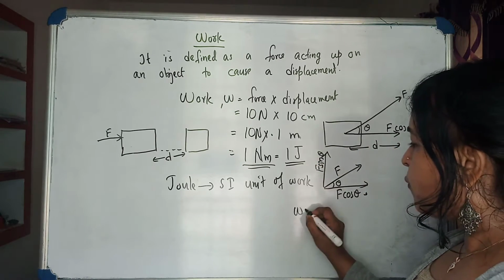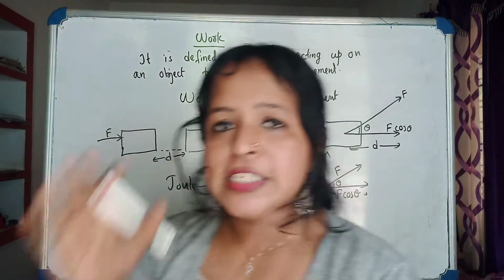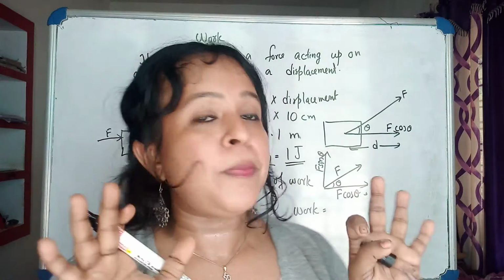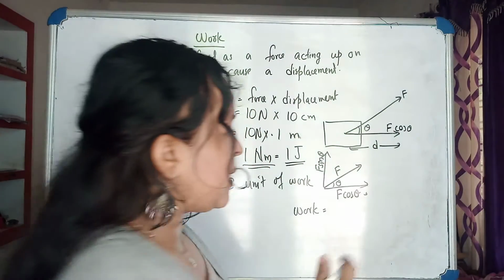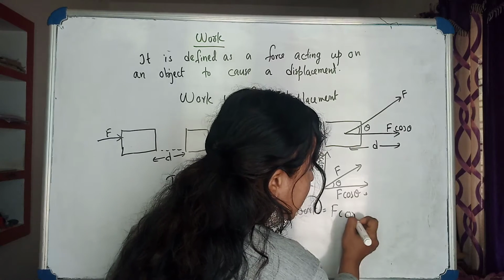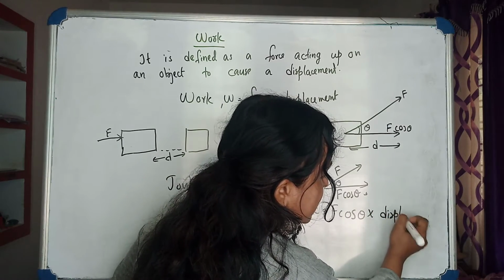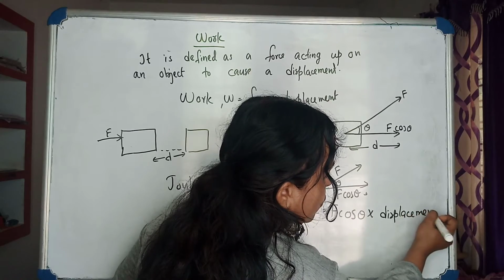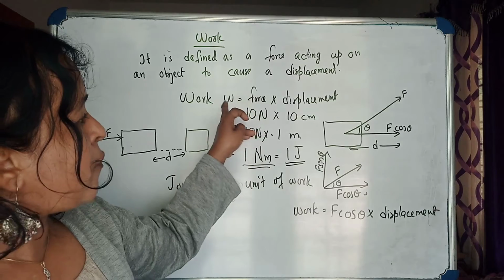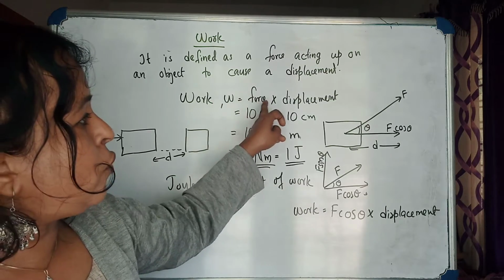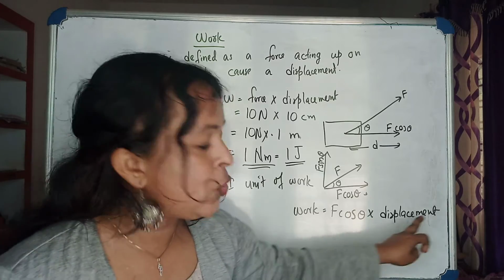Then what is work? Work means the force along the displacement times the displacement. What is the force along the displacement here? It is F cos theta. That means work is F cos theta into displacement. It's a new equation. Our first equation is W is equal to force into displacement. Our new equation is F cos theta into displacement.